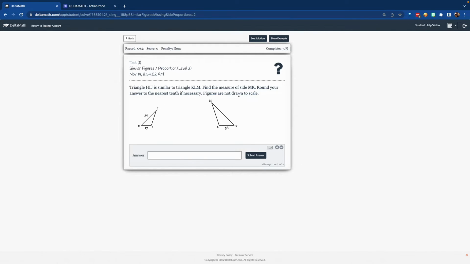This one is now showing us how the shapes correlate to each other. What I notice is that the shapes are kind of facing different directions. So it's showing me that this 36 side is going to flip over and correlate to the MK side. So what's harder about this? They're just in different orientations. They don't match the same way that they're facing. But I can match 17 with 58 and 36 with MK.